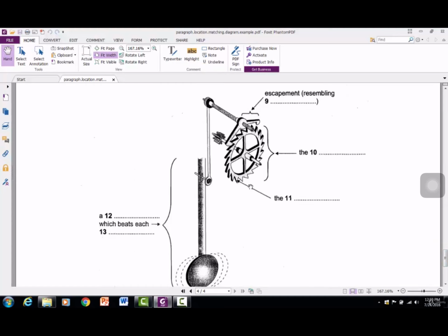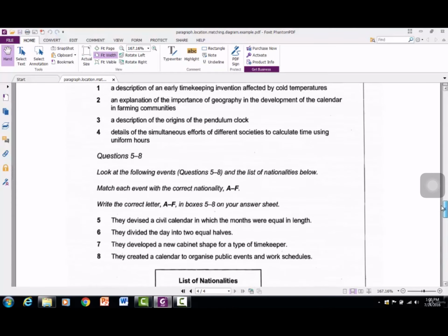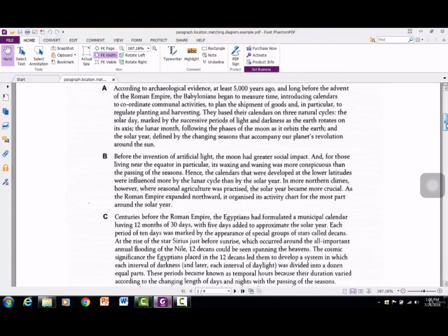You have to look at what that looks like. Number 11 is going to be a word that describes what these things are right here, these little pointy things. And numbers 12 and 13 are connected to this language: a blank which beats each blank. That's very helpful because 12 and 13 are connected. So first let's find the paragraph that we need to look for. We're looking for 1670, and I could do a loose scan. I don't have to scan really hard because I'm looking for numbers.